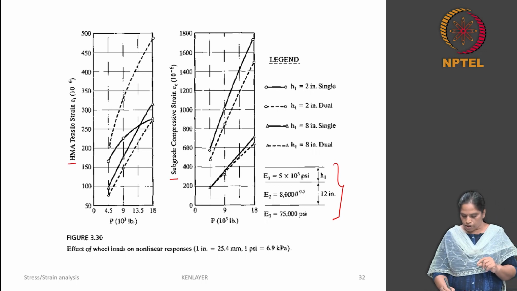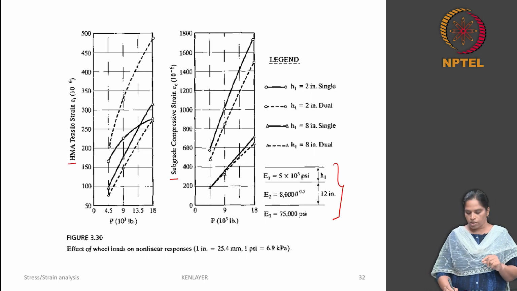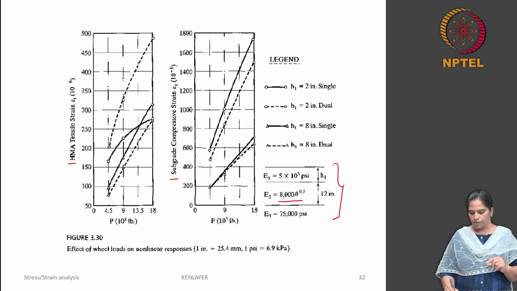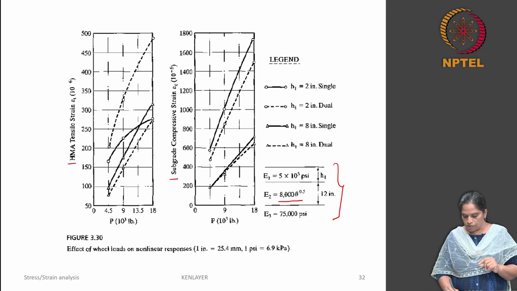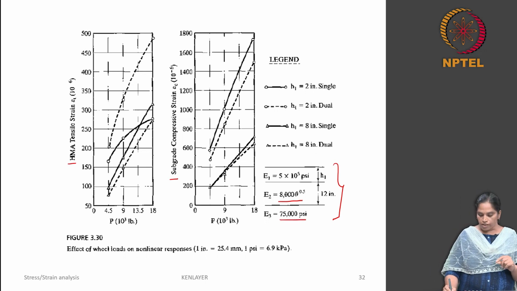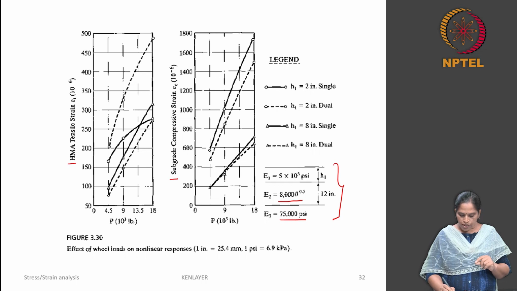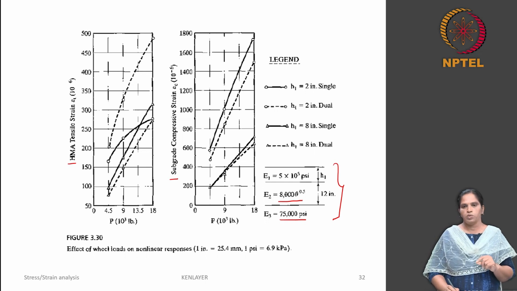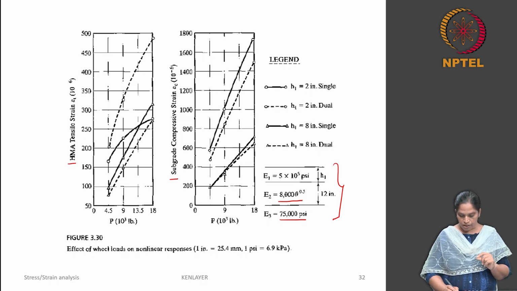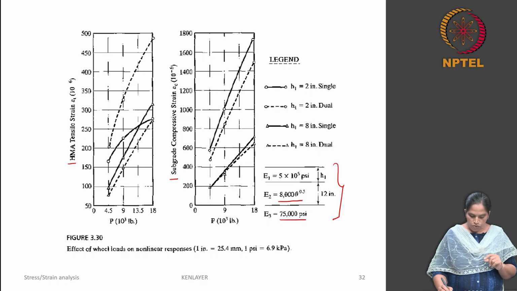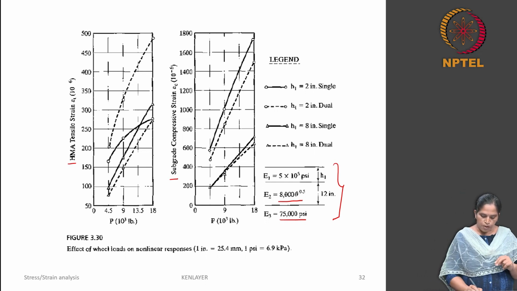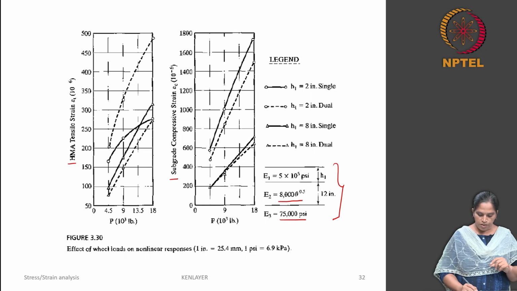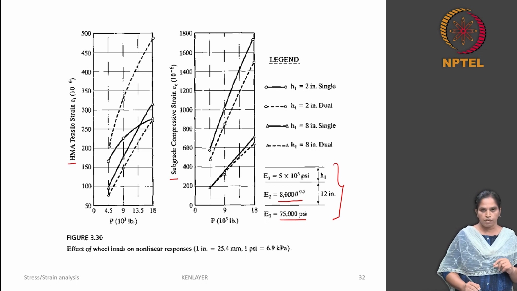The modulus of the second layer is considered to be stress dependent, and the equation is given here, 8000 theta to the power 0.5. E3 is also considered as an elastic material. So E1 is elastic, E3 is elastic, and E2 is considered to be a stress dependent material. In such a case, when you vary the pressure intensity, you can see that the tensile strain and the vertical compressive strain increase with the load value.